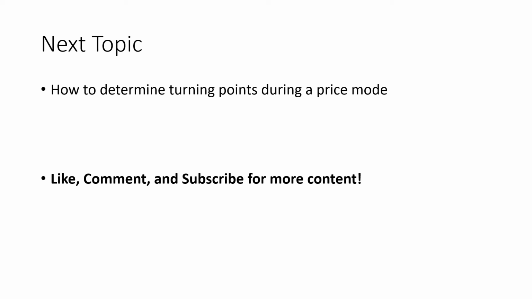And so, as I just mentioned, the next topic we're going to talk about is how to determine turning points during a price mode. So we're going to try to see when price is coming down in a downside pricing mode, how far it is going to come up before it keeps moving down. So if price is in a downside pricing mode, where is that lower high going to be before it continues and creates another lower low? Or if we're in an upside pricing mode, we're going to try to find where that higher low is going to be before price continues up and starts to create a higher high.